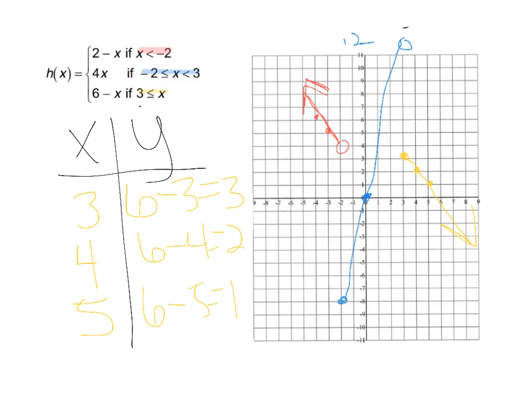Please take a moment to pause this video, finish recording this example in your notes, as well as any questions you may have on graphing piecewise functions.